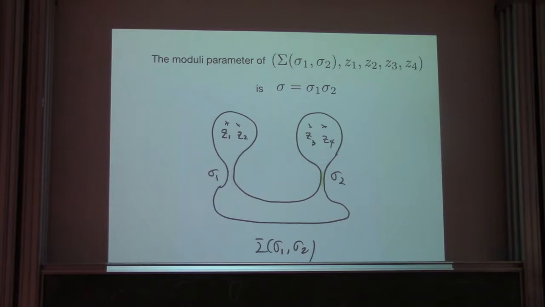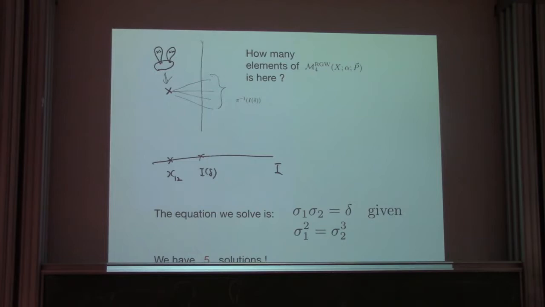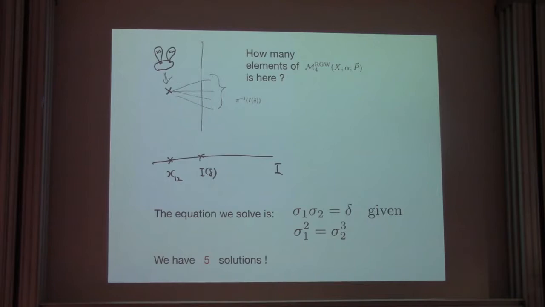So now we want to collect this information in the following way. Let me take this configuration. So this point here, and you want to have this arc here, and this I of delta, so this is just taking delta as a parameter. Then the fiber, you can calculate explicitly by these equations: sigma 1, sigma 2 is a given delta, and sigma 1 squared is sigma 2 cubed. This is a very easy algebraic equation, and you have exactly five solutions. So from this discussion about the Planitzky map at this particular singular point, we can work out just how many things are coming here. That is the reason how we got this five.